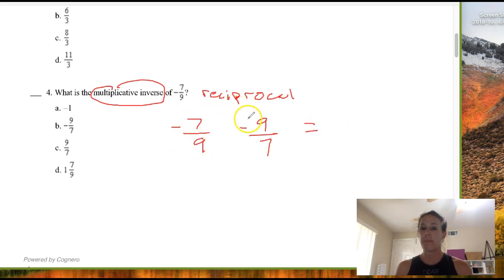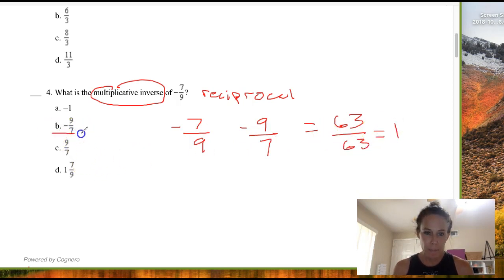Negative 7 times negative 9 would be positive 63. And 9 times 7 would be positive 63, so that would give me 1. All right, so it's going to be B, negative 9 over 7, or negative 9/7.